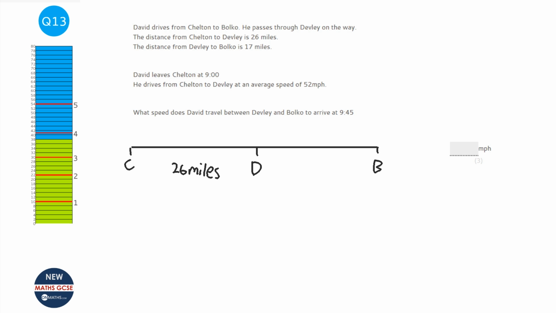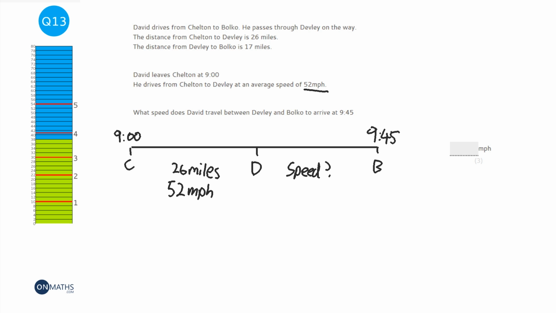And the speed was 52 miles per hour. Okay, and the time he left Chelton was 9 o'clock. Okay. And so we're looking for the speed to get there at 9:45.